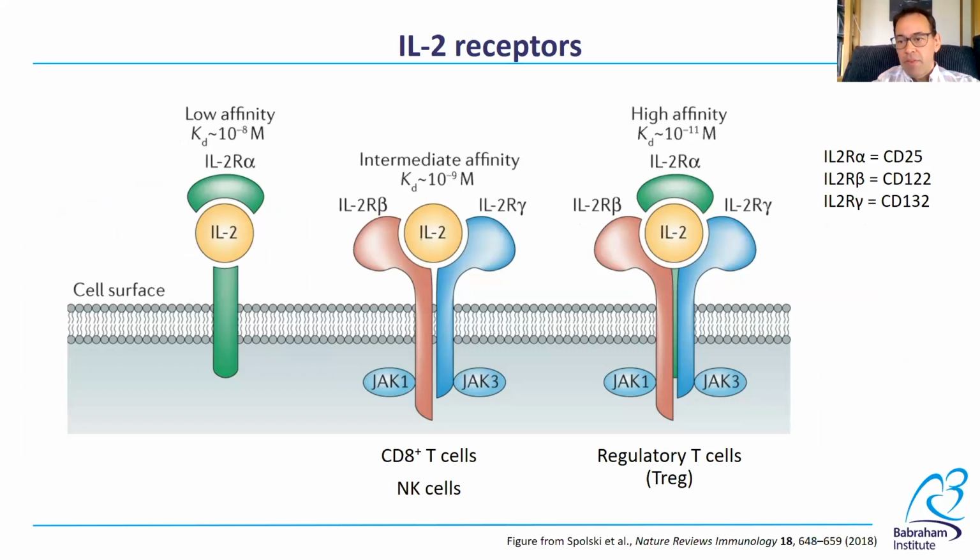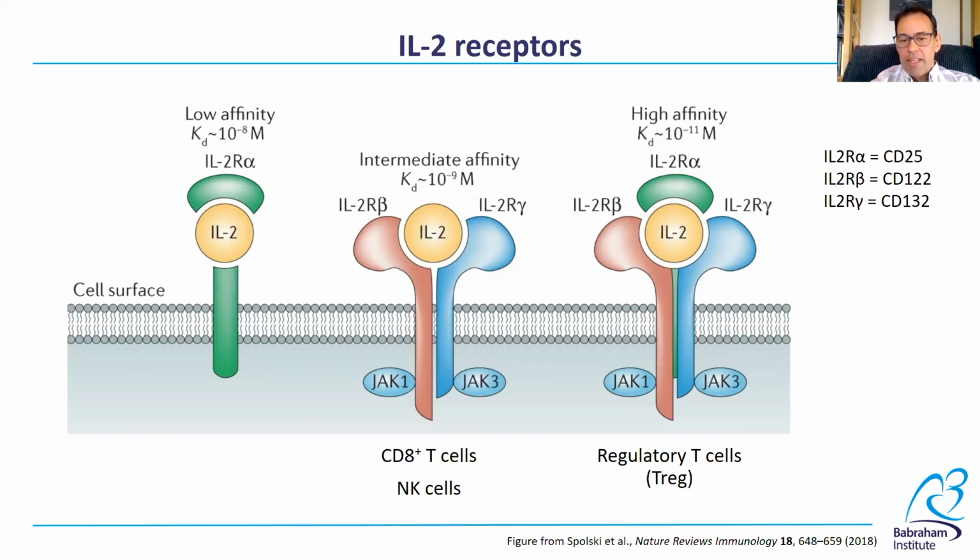The IL-2 receptor alpha I'll often call CD25 because that's its official name. It's a very high affinity receptor. If you don't have CD25 or the alpha chain, you have an intermediate affinity receptor. And if you just have CD25 or the alpha chain, you've got a low affinity receptor.